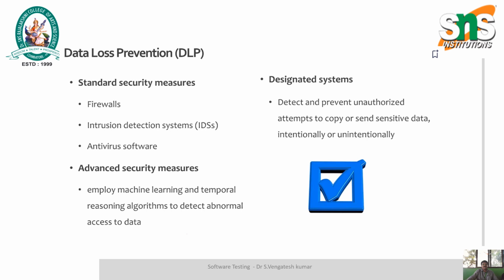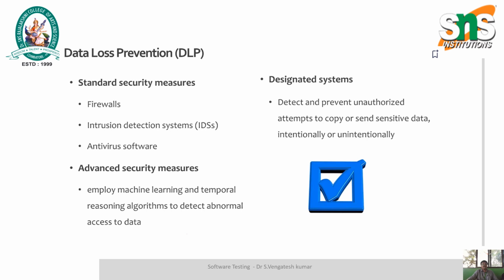The standard security measures are the firewalls, intrusion detection systems, and antivirus software. The advanced security measures employ machine learning, temporal reasoning, and algorithms to detect abnormal access to data. And the designated system detects and prevents unauthorized attempts to copy or send sensitive data, intentionally or unintentionally. So the designated systems have to detect and prevent unauthorized attempts to copy or send sensitive data.